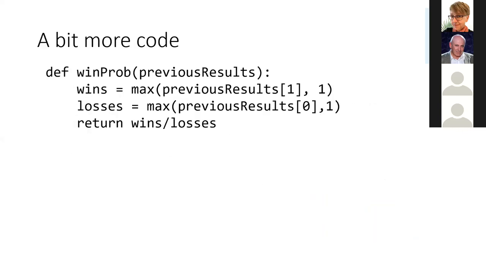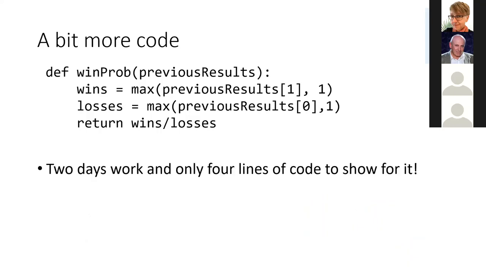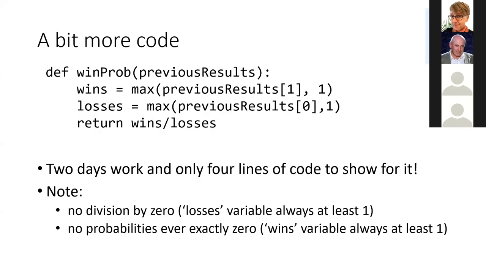A little bit more code, and the only reason for showing you this is that it was 2 days' work and I only got 4 lines of code from it. I felt I'd been a bit stupid, but at the end of the day, it worked. There's just a little bit of subtlety. We don't want to divide by 0, so we make sure that when we do the calculation, the denominator is always at least 1. But we also don't want any 0 probabilities.